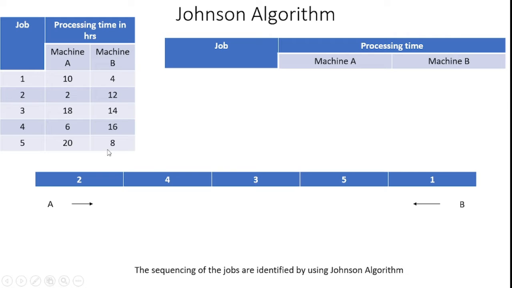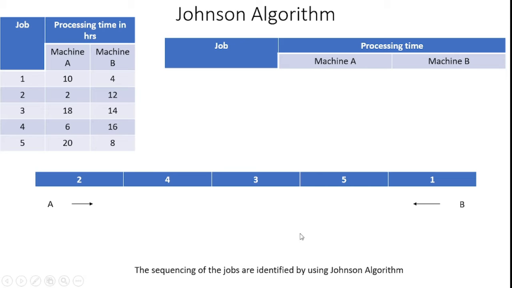So how can I assign? Yes, machine B always starts from the right hand side. I already assigned one here, so next to it I can assign the job 5. Likewise, I can sequence the jobs from the left side and right side with respect to machine A and machine B. After that, finally only one job is left, which is job 3, so I can assign it into the pending box. So the sequence from this Johnson rule is 2, 4, 3, 5, 1.